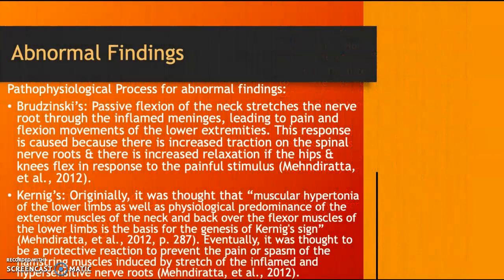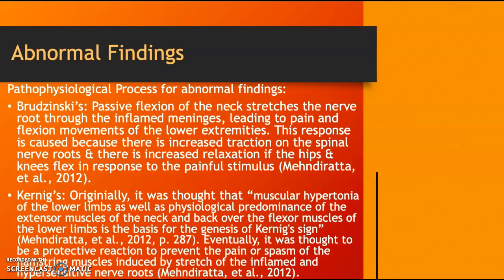So why do those responses occur? Brzezinski's: it is thought that passive flexion of the neck stretches the nerve root through the inflamed meninges, leading to pain and flexion movements of the lower extremities. This response is caused because there is increased traction on the spinal nerve roots. So when the knees and hips flex, that causes increased relaxation to decrease the painful stimulus that they're experiencing when you flex their neck.